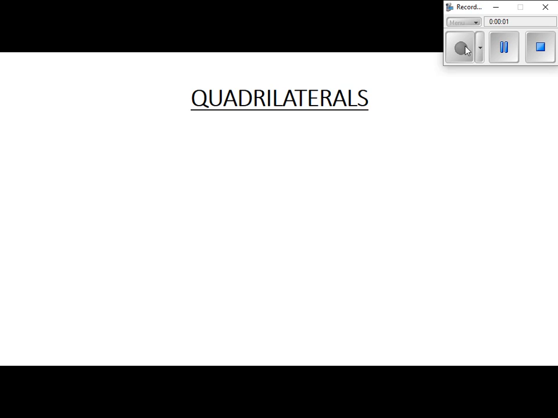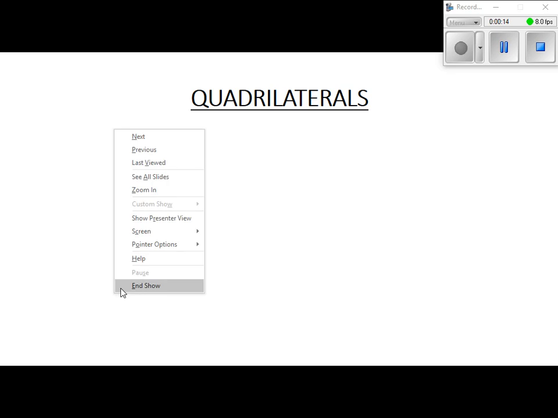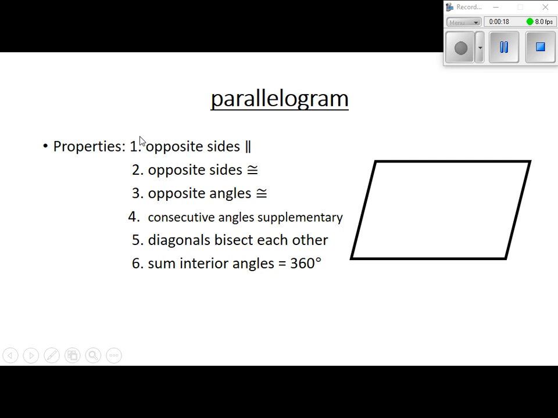Today we're going to cover, we've already covered parallelograms, and that's a quadrilateral, but we're going to cover all the other quadrilaterals that we deal with. And remember, a quadrilateral is a four-sided figure. Not only does it have four sides, it's got four angles.